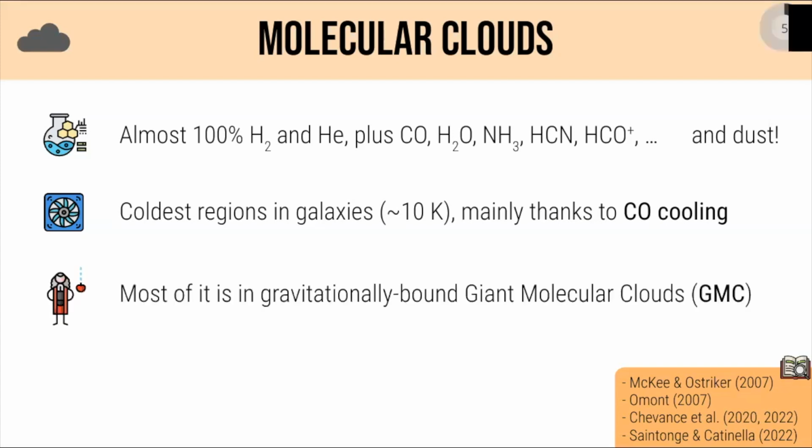We also know that most of it is in giant molecular clouds or GMCs, and these are gravitationally bound structures. Thanks to its cold temperature and to its gravity, we know that GMCs can collapse and form stars. Since they are the star formation sites, this is the main reason for which we are very interested in the fate of the molecular gas.